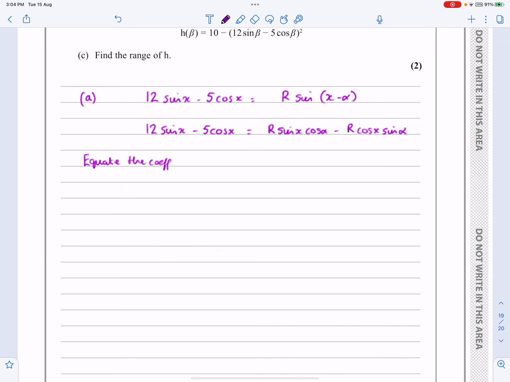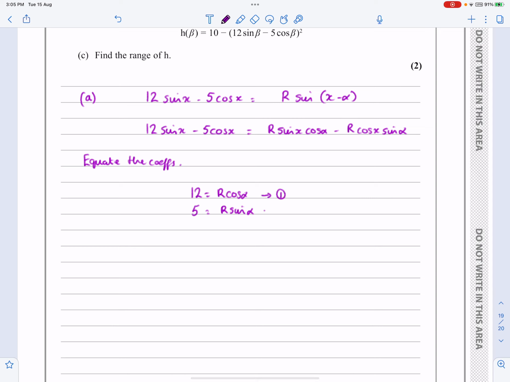And then what we do is we equate the coefficients. What does that mean? If I look at this first term here, I've got sin x there and I've got sin x there. So 12 must be the same as r cos alpha by equating the coefficients. So we get 12 equals r cos alpha, and doing exactly the same thing with the other one, minus 5 is minus r sin alpha. We're not going to write that down. The negatives take care of themselves. We're actually just going to write down that 5 equals r sin alpha.